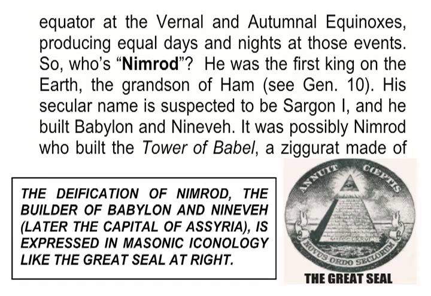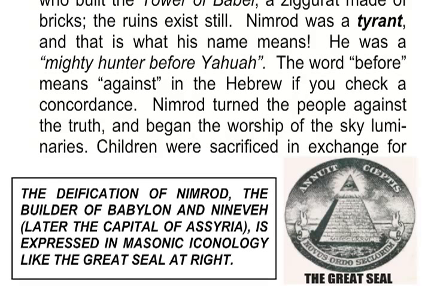So who's Nimrod? He was the first king on the earth, the grandson of Ham. See Genesis 10. His secular name is suspected to be Sargon I, and he built Babylon and Nineveh. It was possibly Nimrod who built the Tower of Babel, a ziggurat made of bricks. The ruins still exist. Nimrod was a tyrant, and that is what his name means. He was a mighty hunter before Yahuwah, and the word before means against in Hebrew, if you check a concordance. Nimrod turned the people against the truth and began the worship of the sky luminaries.